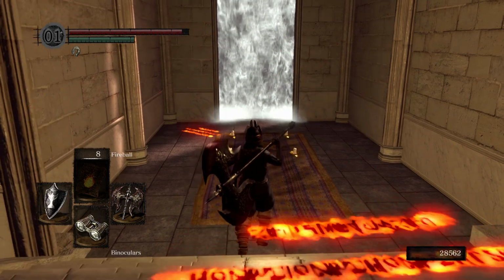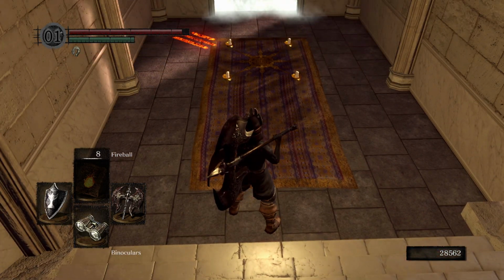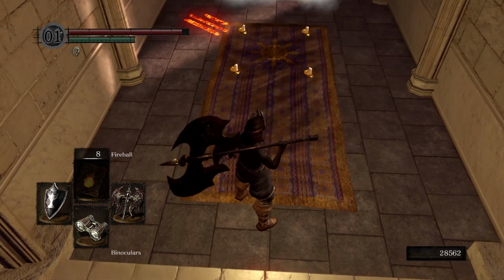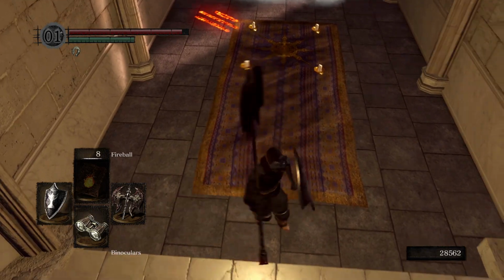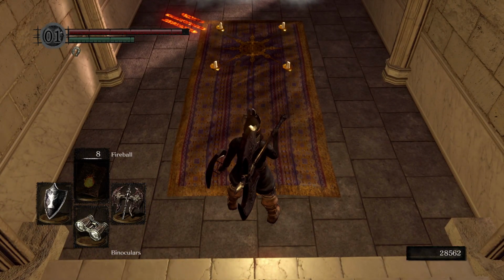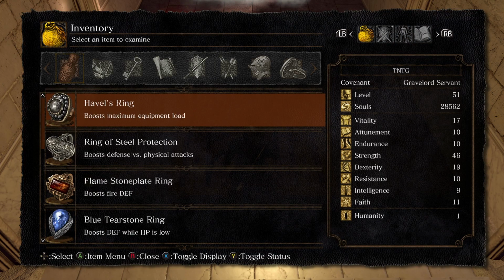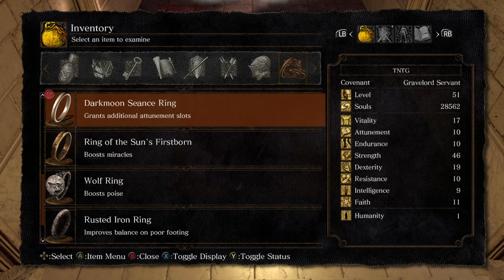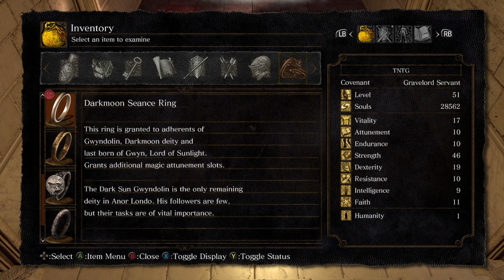Notice the rug before us. It's not laid out neatly. It has been thrown here in a hurry and goes unattended. This was not meant to be where the rug was originally found. It should have been found somewhere else in Anor Londo, but it was placed here after both the brothers were usurped. And just a reminder of the seance ring that we are using right now.